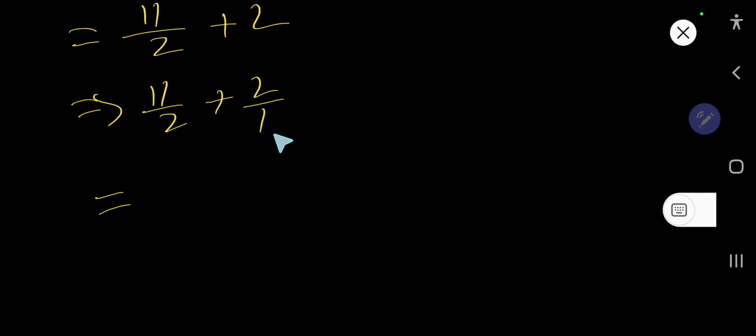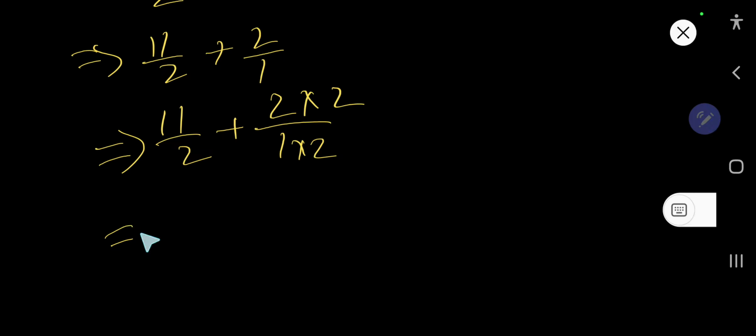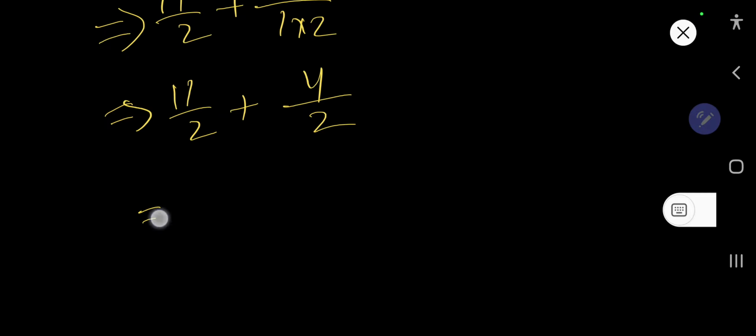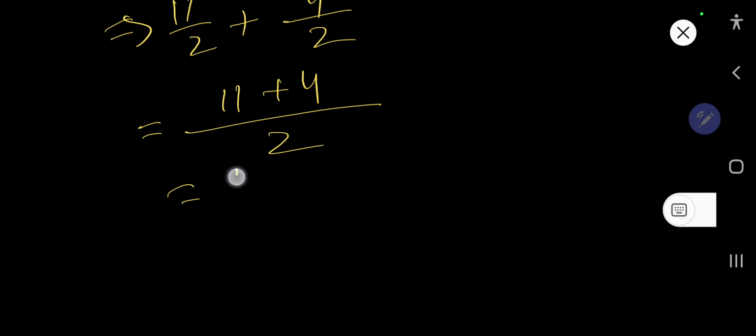Now you need to express this whole number as a fraction, 2 over 1. Now you need the same denominator. That is why I will multiply here by 2 to both numbers. Look, now I am getting here 2, same denominator. So it is easy to add. Take the same denominator, then add the top numbers. So we are getting here 15 over 2, right?